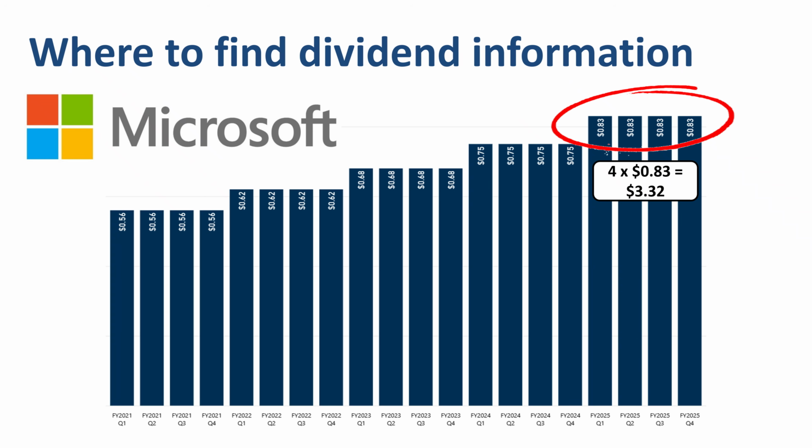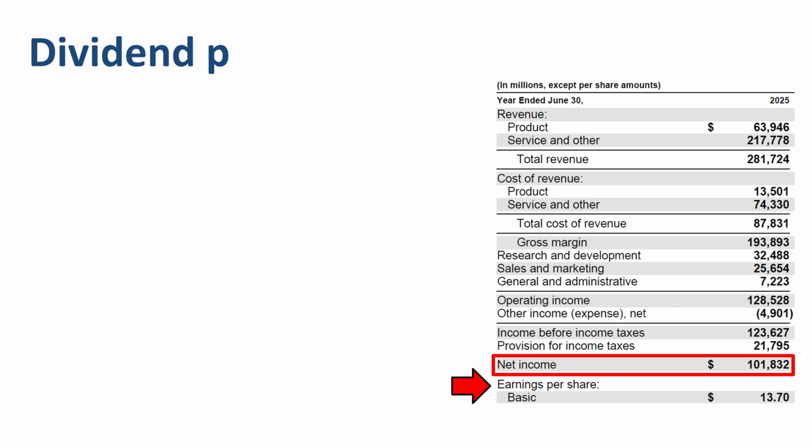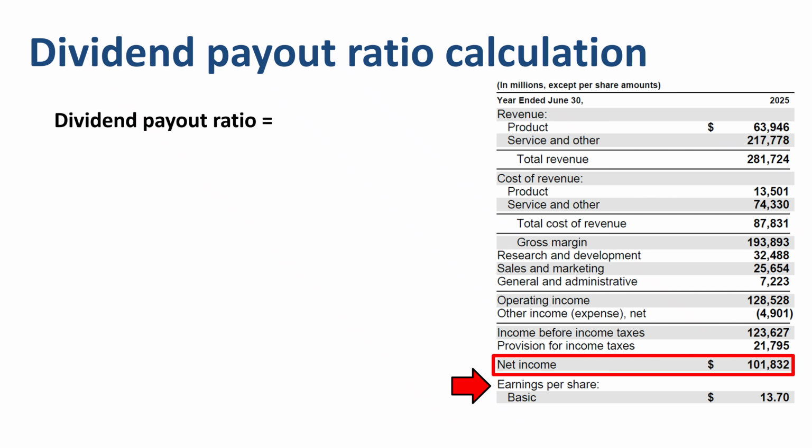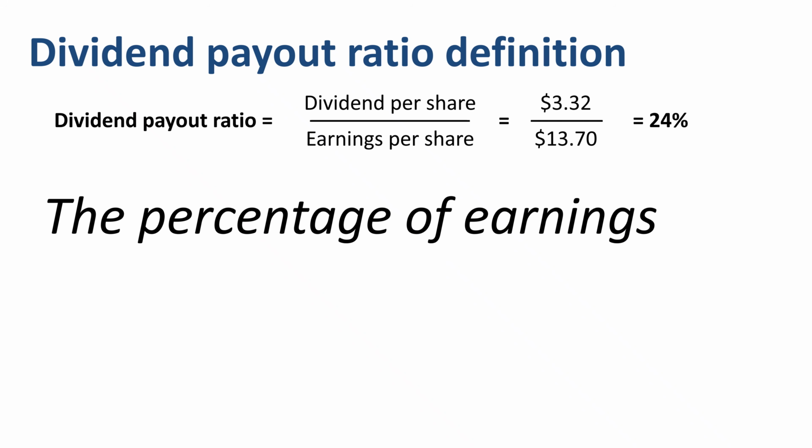In order to put that dividend per share into perspective, you can compare it to earnings per share. At the bottom of the Microsoft income statement is the net income of $101.8 billion, and below that is the translation to earnings per share, $13.70 per share. You can now calculate the dividend payout ratio by taking the dividend per share and dividing it by the earnings per share, $3.32 divided by $13.70 is 24%. The dividend payout ratio is the percentage of earnings paid out to shareholders as a dividend.